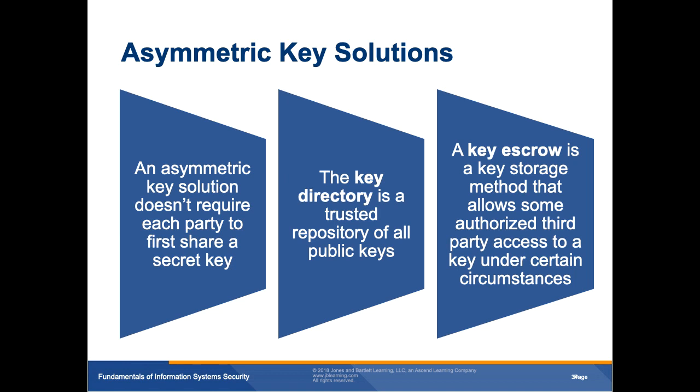Asymmetric key solutions don't require each party to first share a secret key. You just provide your public keys. The key directory is a trusted repository of public keys, and the key escrow is a key storage method that allows some authorized third parties access to a key under certain circumstances.